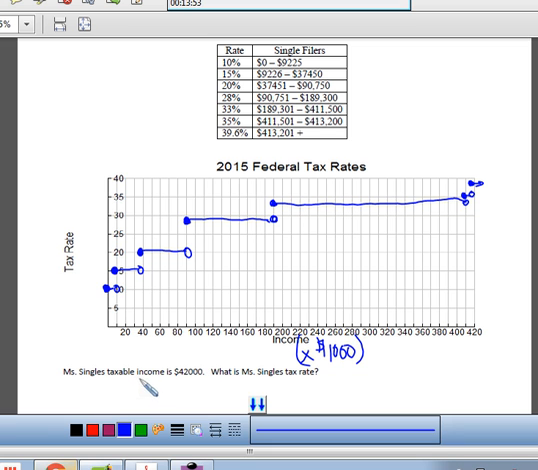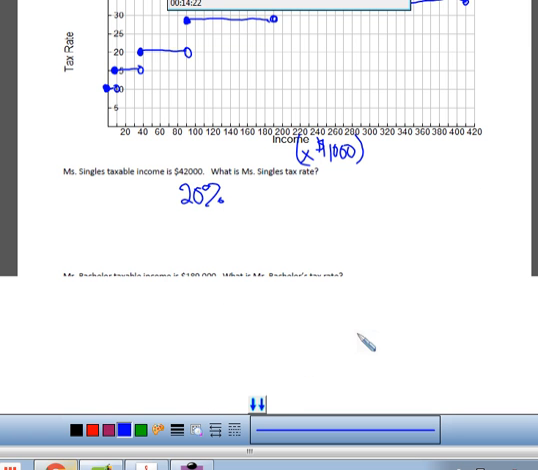So, Mrs. Single's taxable income is $42,000. What is Mrs. Single's tax rate? That's pretty easy. You can look at the table to answer that. That's 20%. And then the one below that, Mr. Bachelor's taxable income is $189,000. What is Mr. Bachelor's tax rate? 28%.